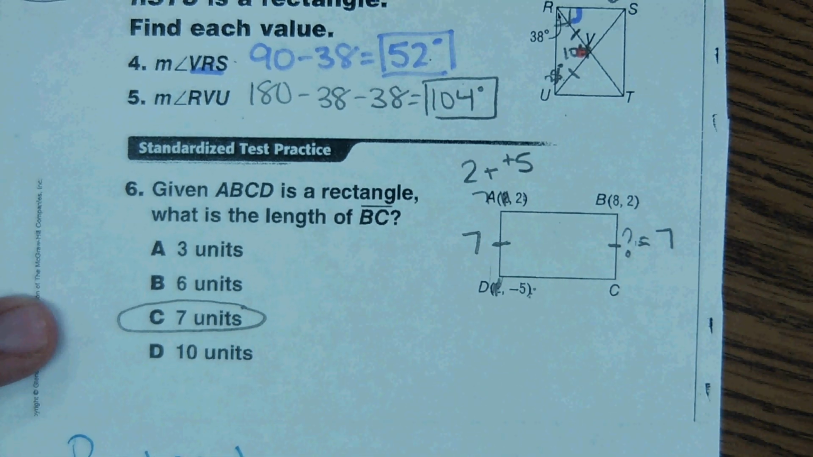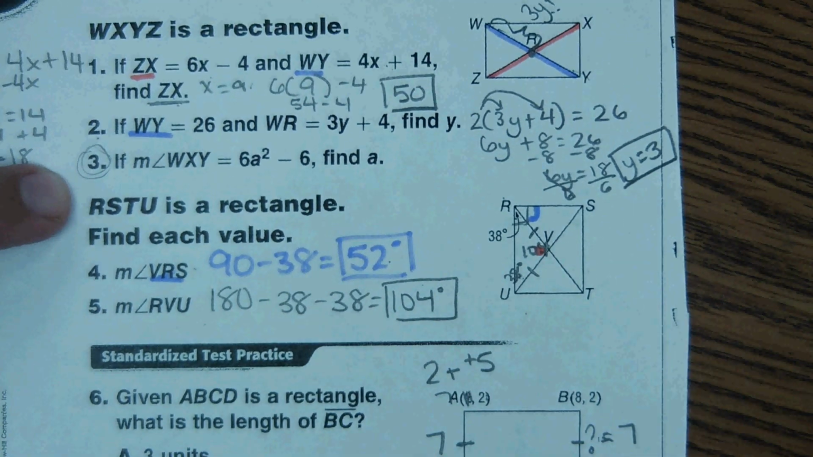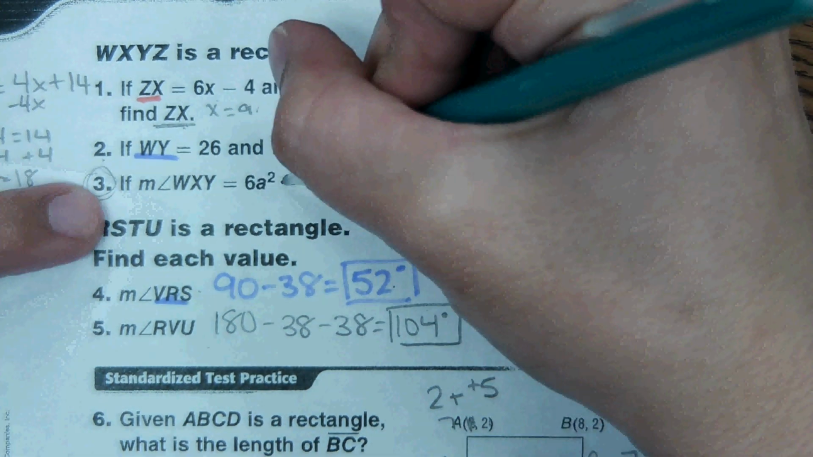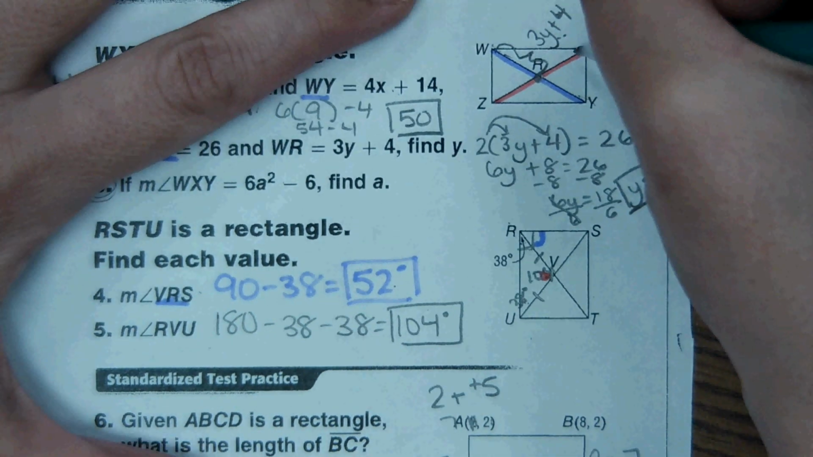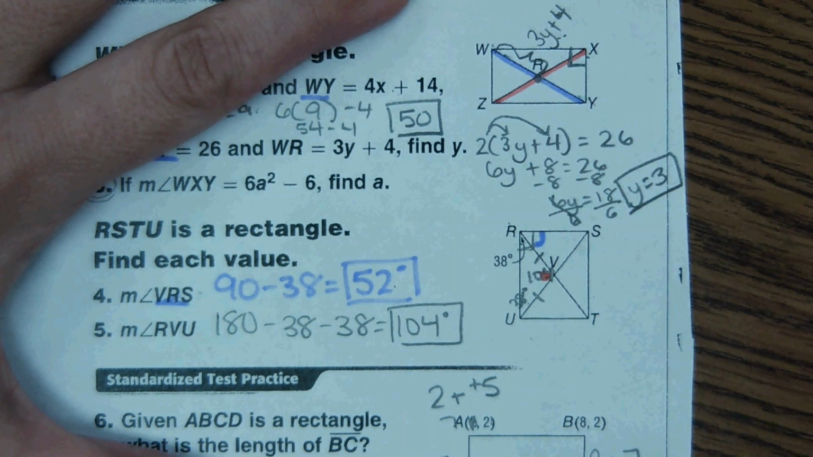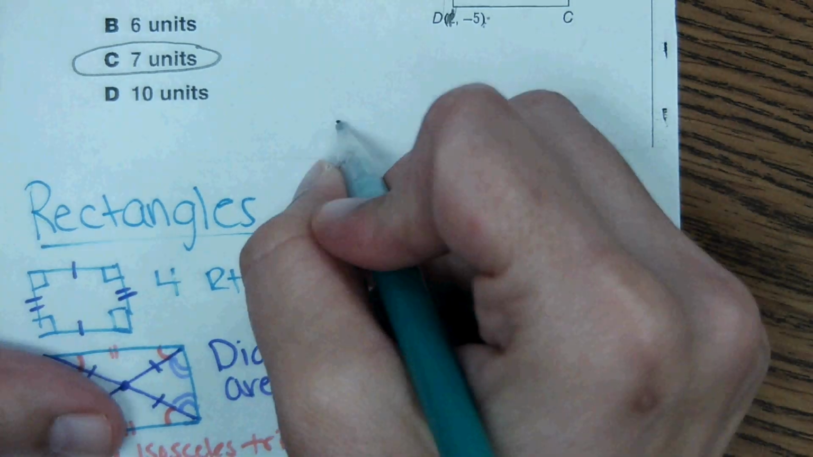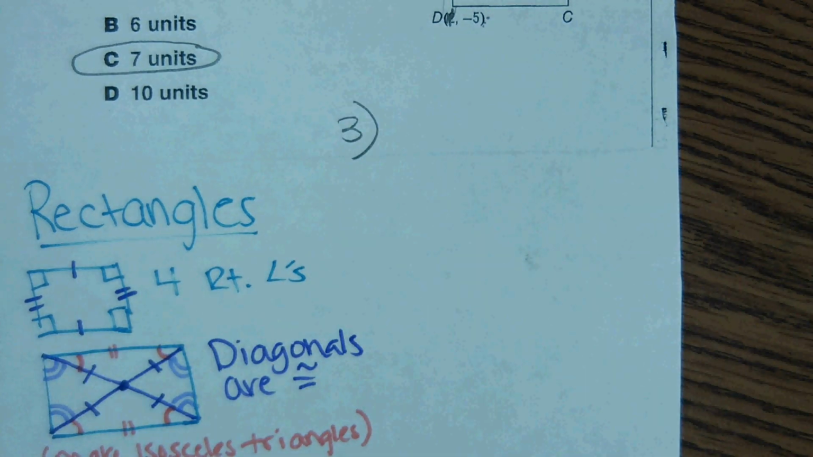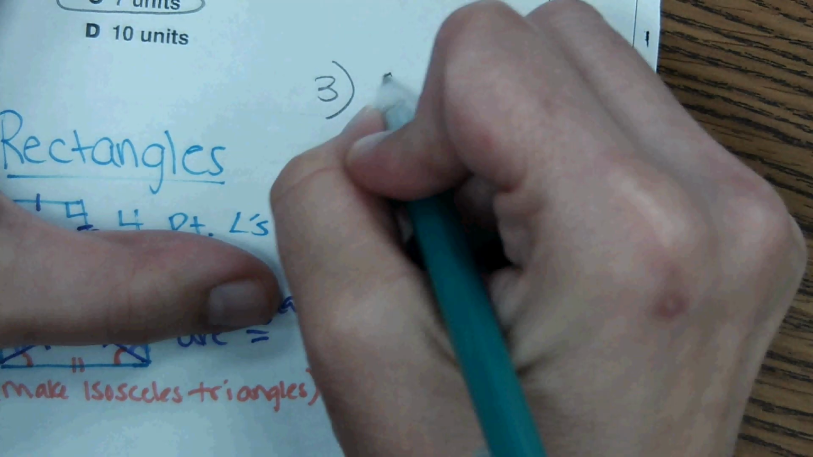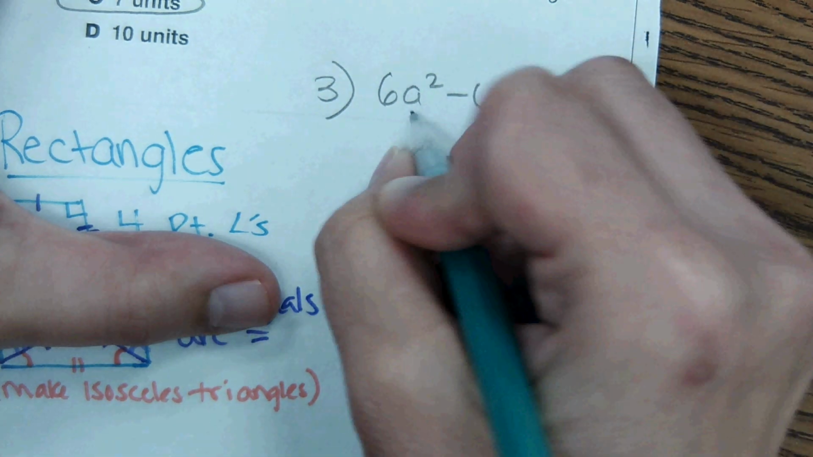No, we got one more. Number 3 was the one that was a little bit more challenging. It says measure of WXY is 6a squared minus 6. So WXY right here is this angle, and in a rectangle, that's a 90-degree angle. So we're actually going to solve this right here in this space. So put 3 right here. Okay, so it says 6a squared minus 6 equals 90, and we have to solve for a.